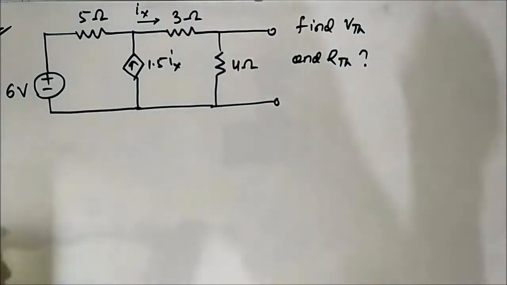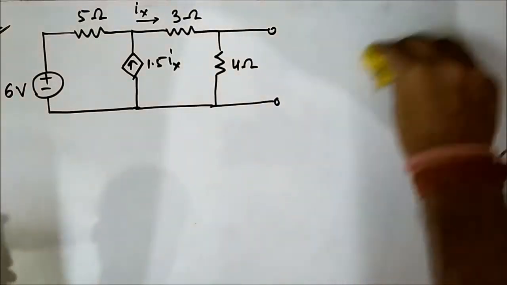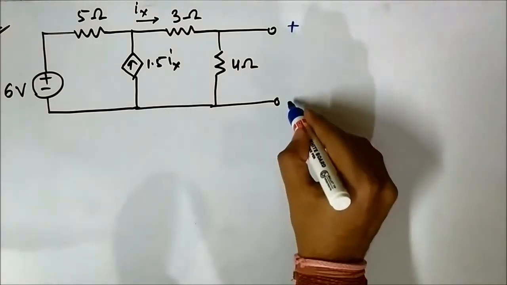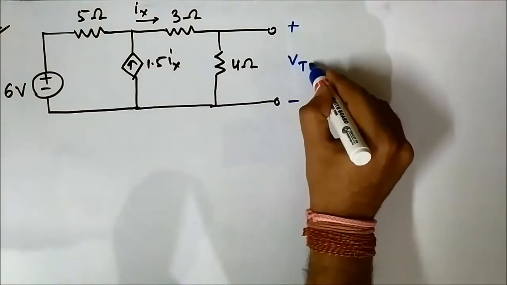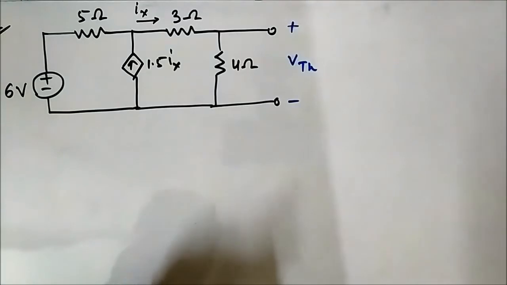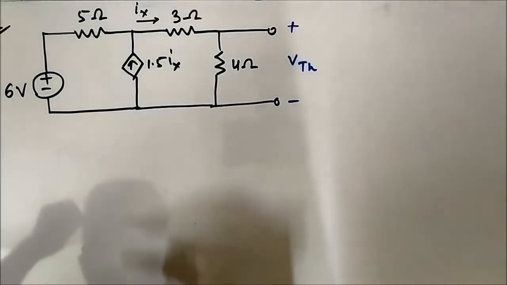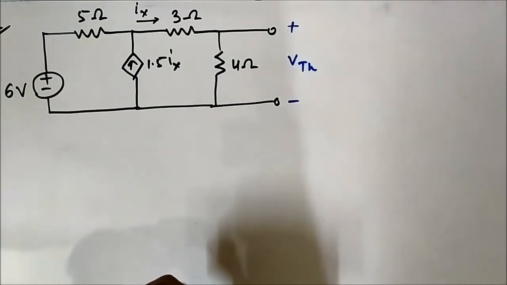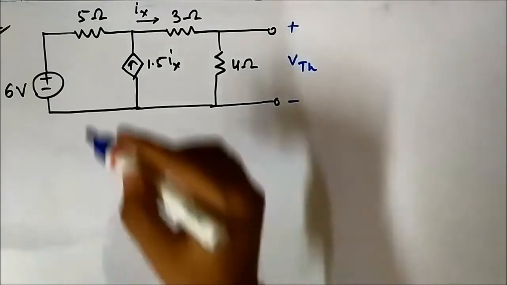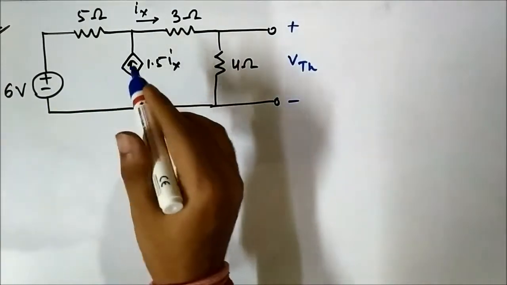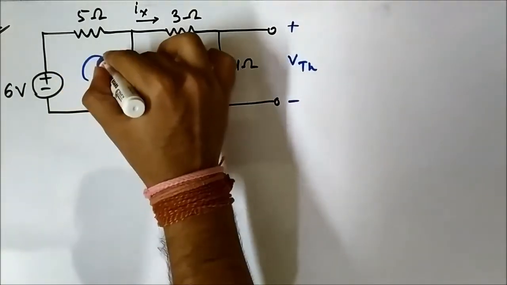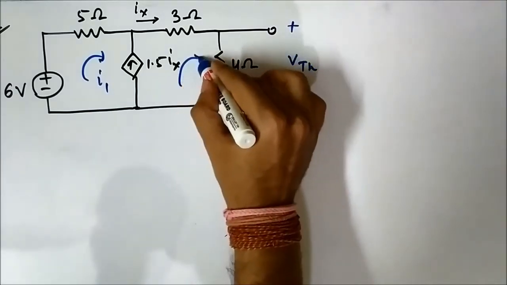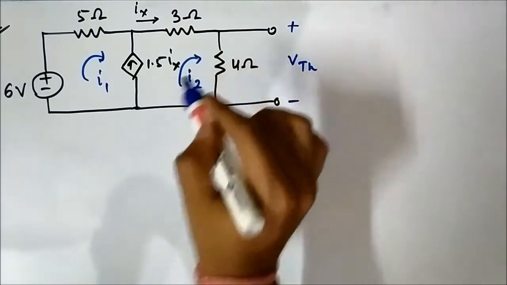So VTH is nothing but this voltage, the open circuit voltage across these two terminals. So again here we have to use the mesh analysis technique. So let us assign the mesh currents. This is say I1 and let's say this is I2.